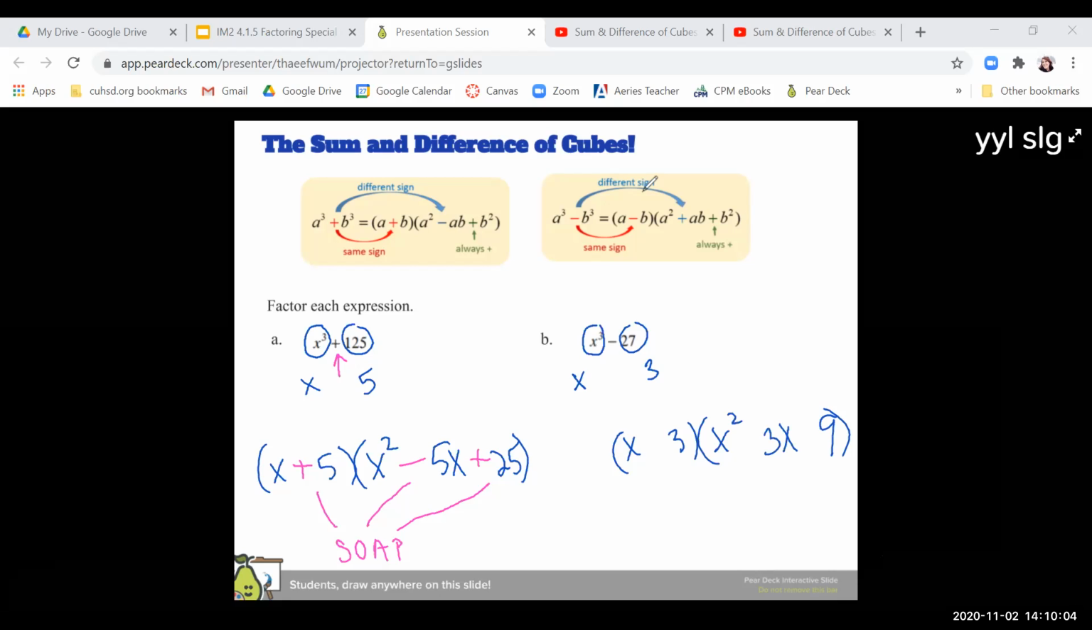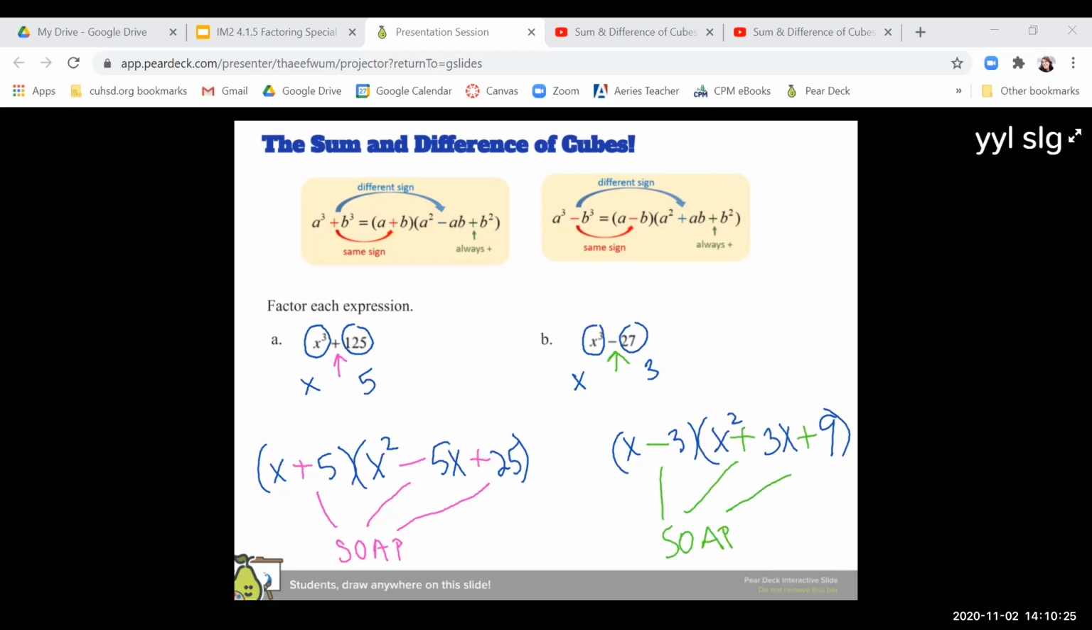Notice in this one for SOAP, same means subtraction. Opposite means addition. Always positive means addition. And we're done.